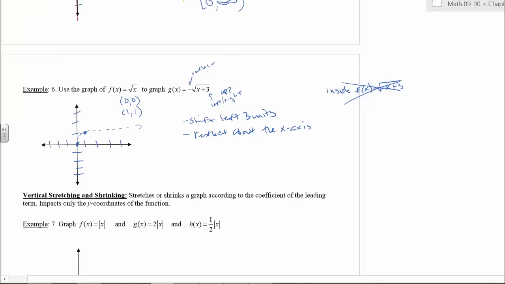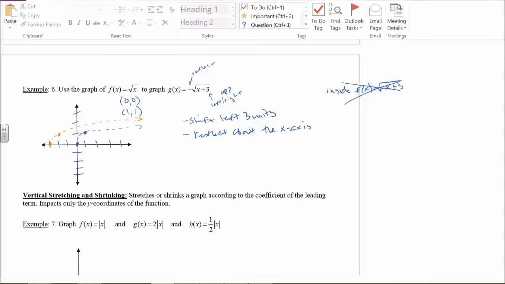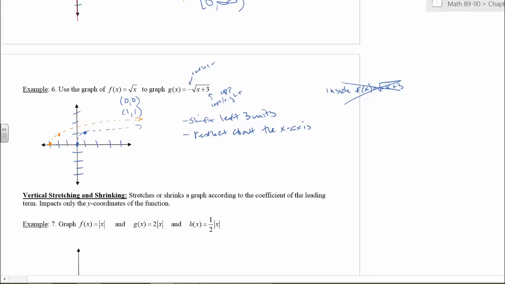I'll go with orange. So I'm going to go left 1, 2, 3. There's 0, 0 goes to negative 3, 0. And 1, 1 goes left 1, 2, 3 to negative 2, 1. And I'm still going to draw that as a dashed graph because it's not my final graph, because I still have to do a reflection. So now we're going to reflect about the x-axis. So I'll come in, do that in red. If I reflect about the x-axis, negative 3, 0 is going to stay right there. And then negative 2, 1 is going to reflect down. And so now you'll have this graph that's reflected downwards.